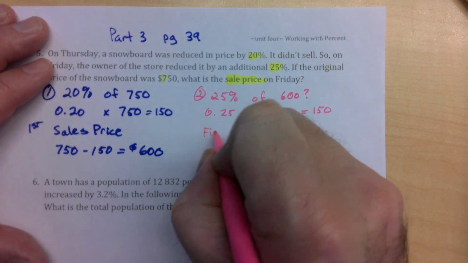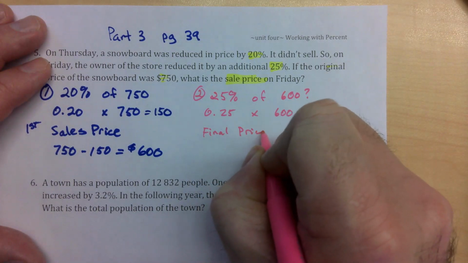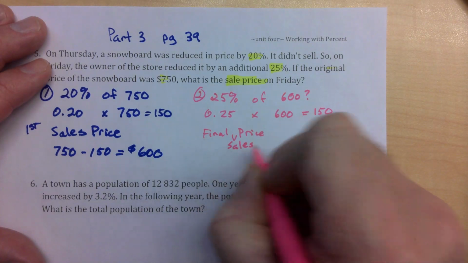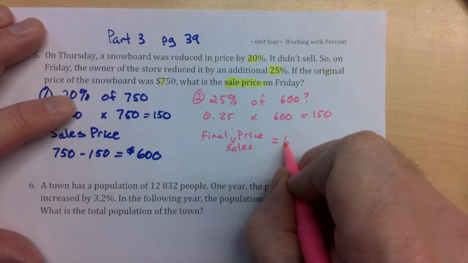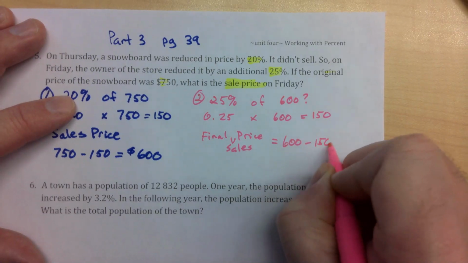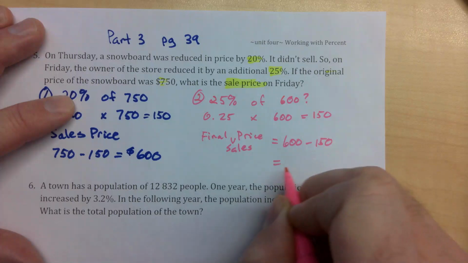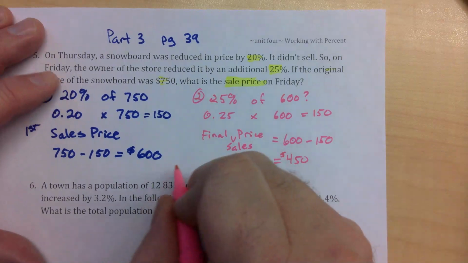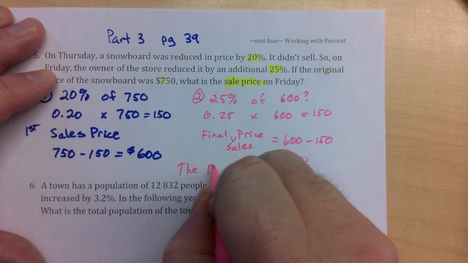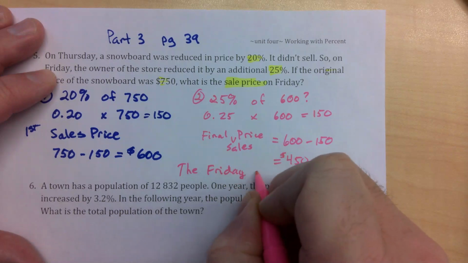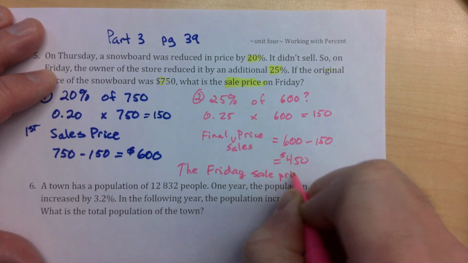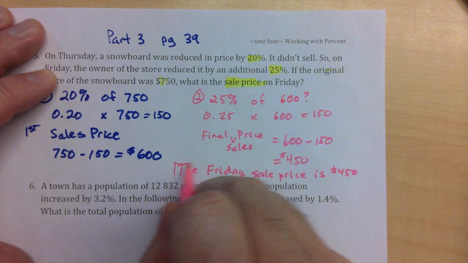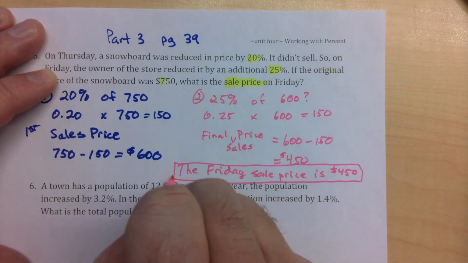Okay, so what's the final price? The final sale price is going to equal, well, just take 600 now and subtract your 150. All right, sorry, that's supposed to be a 750. So the answer is $450. Okay. The Friday sale price is $450.